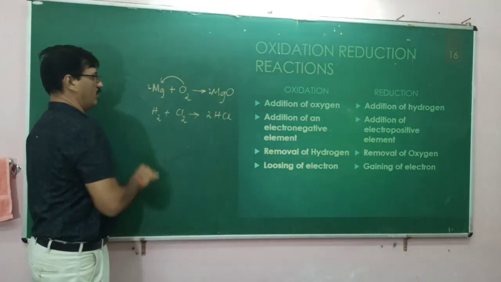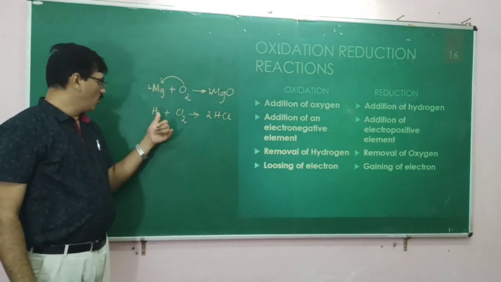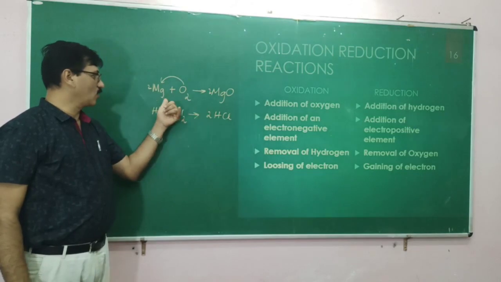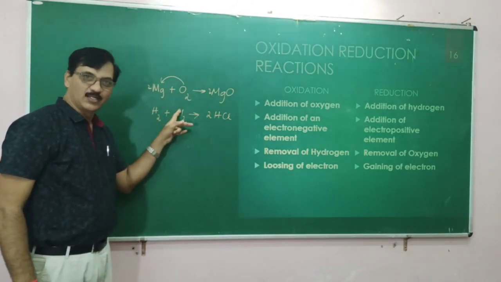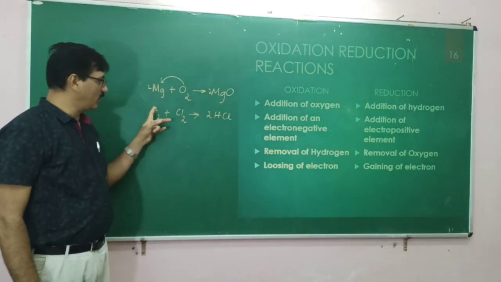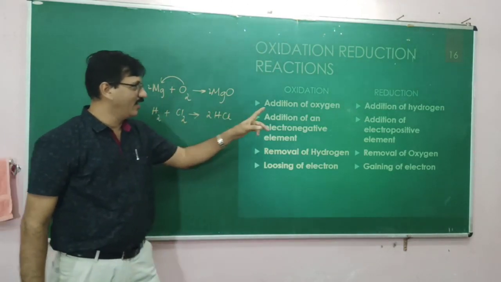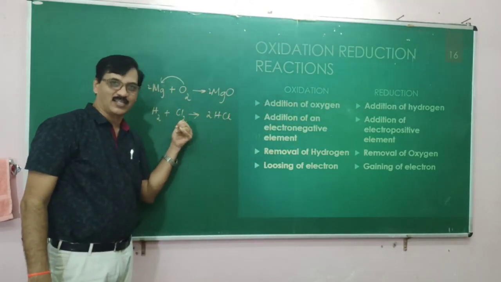So, hydrogen plus Cl2 giving rise to 2HCl. Okay. Here also if you balance, 2HCl. Now, for the hydrogen, chlorine is added, or for the chlorine, hydrogen is added. Two ways of interpretation. Right? For the chlorine, hydrogen is added. The addition of hydrogen is reduction. Therefore, chlorine is undergoing reduction.